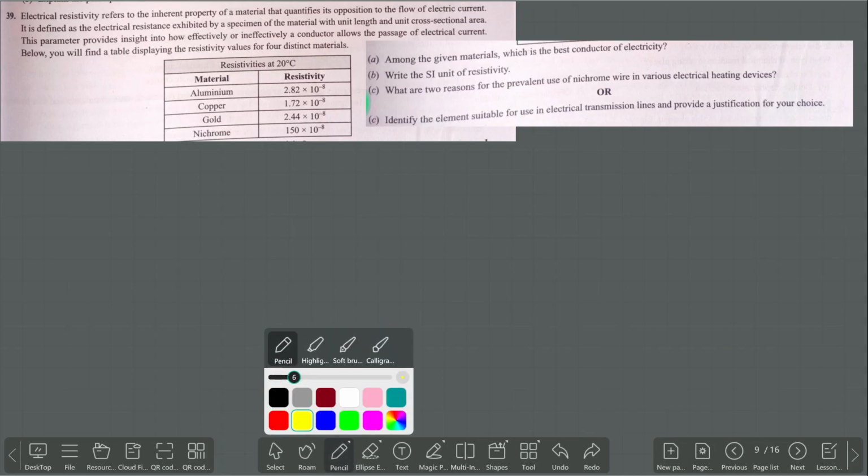Yes. Now read the question. Electrical resistivity refers to the inherent property of a material that quantifies its opposition to the current flow of an electric circuit. It is defined as the electrical resistance exhibited by a specimen of the material with a unit length and a unit area of cross section. That means they are saying about the formula. So what is the formula to calculate resistivity? Rho is equal to R into A by L. That's what they said over here.